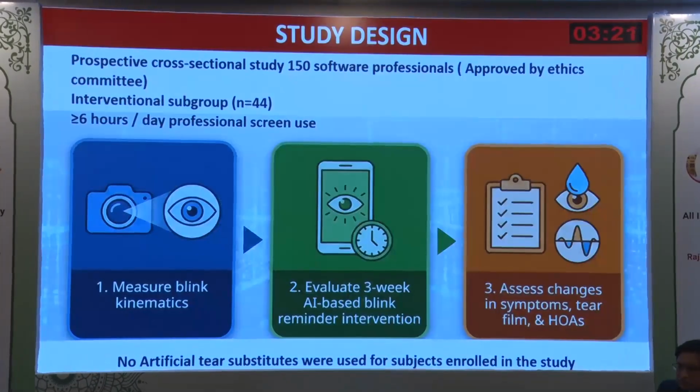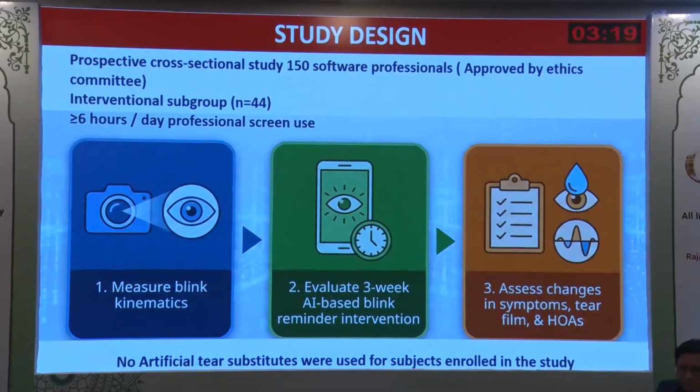So with this, we designed a prospective cross-sectional study of 150 software professionals. The interventional subgroup had 44 patients with more than 6 hours of screen time. We measured blink kinematics at the initial presentation. We also deployed the app with the auditory reminder without actually educating them as to what was going on, to make sure that we weren't altering their blink patterns.